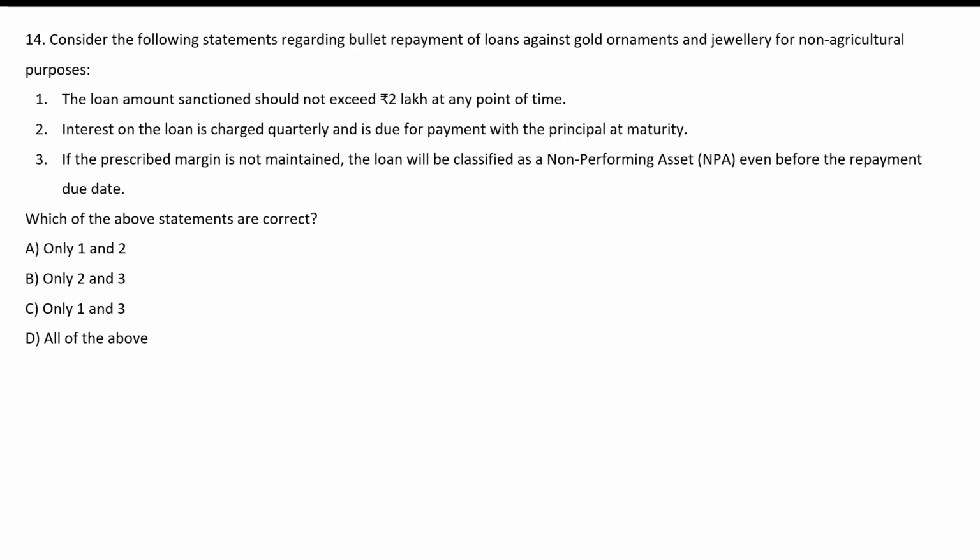Consider the following statements regarding bullet repayment loan. So let's see option number first. Statement first, the loan amount sanctioned should not exceed 2 lakhs. This is correct. So this is eliminated. Interest on loans is charged, and this is also eliminated. Or no, this is not yet eliminated. Let's read statement 2. Interest on loan is charged quarterly and is due for payment with principal at maturity. It is charged monthly, not quarterly. Hence, this is incorrect, and this makes option D incorrect as well. A is also incorrect. Option C is the correct answer, and we can easily move forward.